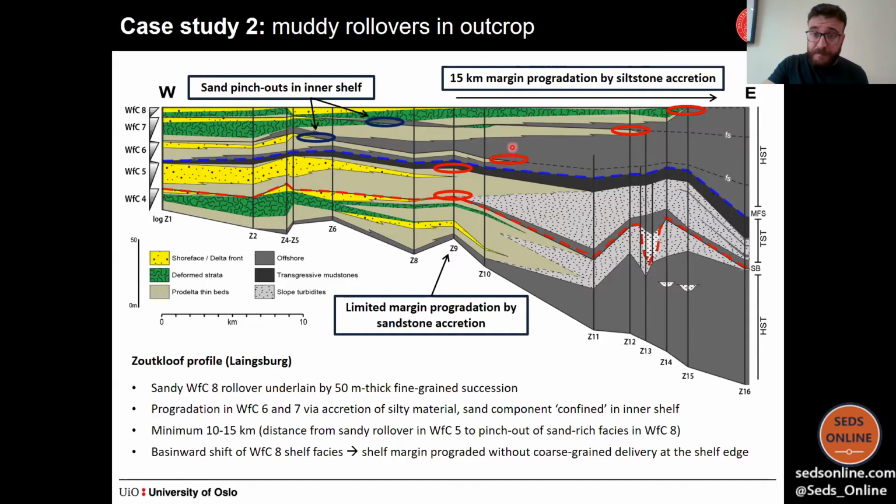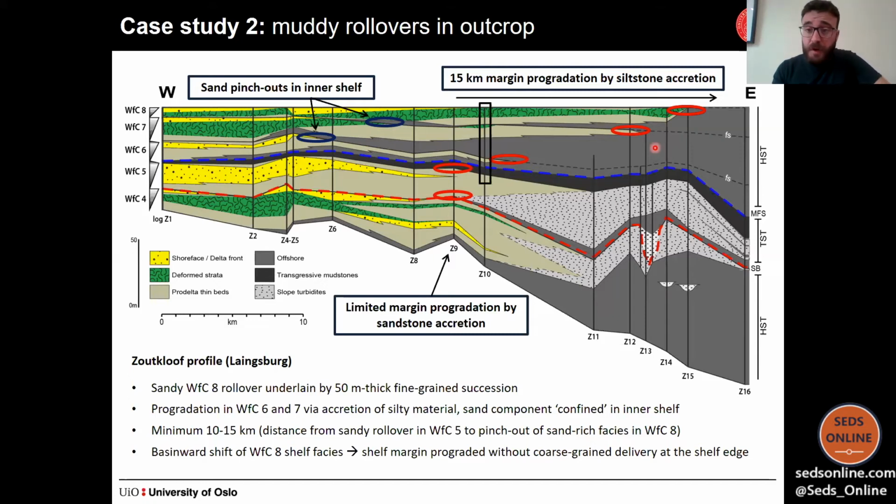And yet the system was able to prograde significantly by the accretion of mud. And that was a very interesting observation. It was a bit counterintuitive because we kind of assumed that the margin was prograding when sandstones arrived at the shelf edge, but that seemed to be not the case in these particular units.